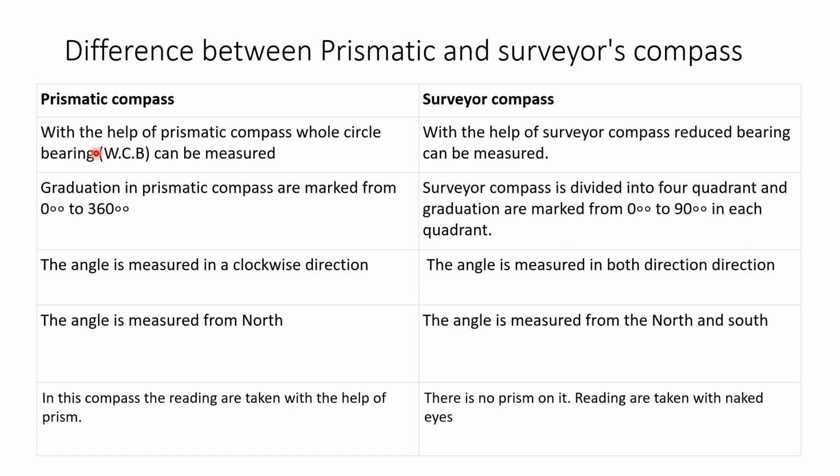Again, I repeat. With the help of prismatic compass, full circle bearing will be measured, which means it gives the readings in WCB system. But circular compass gives the readings in reduced bearing. Graduations of prismatic compass are marked from 0 to 360 degrees. But in circular compass, the readings vary from 0 to 90 degrees. In prismatic compass the angle is measured in clockwise direction. In circular compass, angles are measured in both clockwise and anti-clockwise directions. In prismatic compass the angle is measured from north, while in circular compass angles are measured from north and south.